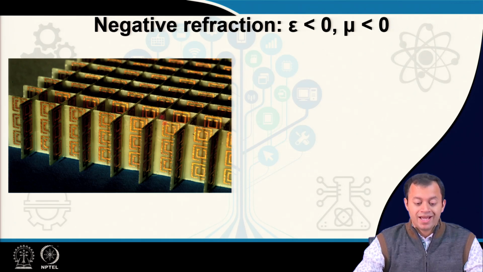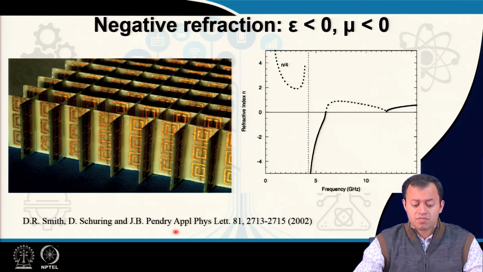What he did, he made structures such as these. These are ceramic tiles and these are copper plates, and these are still millimeter size, but he was using microwave. You know the wavelength of microwave as compared to millimeter. So, he experimentally proved it.